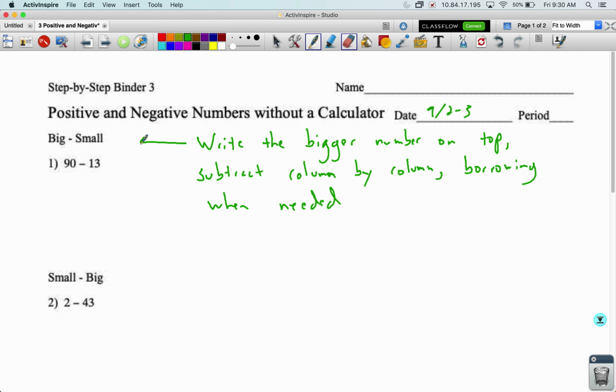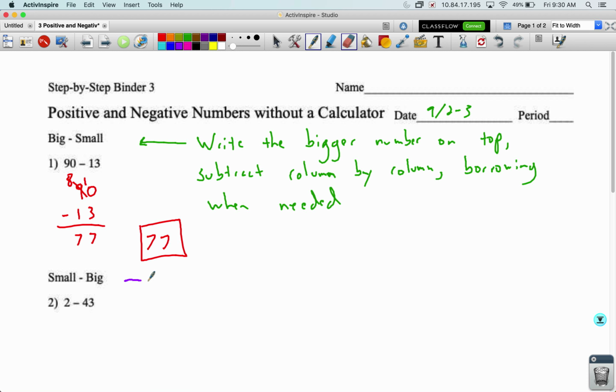All right, so for big minus small, so 90 minus 13. The 90 is bigger than the 13. How do we do this? We're going to set it up vertically. 90 minus the 13. We can't take 3 away from 0, so we cross out this 9, write an 8, bring over a 1. So now this is a 10. 10 minus 3 is a 7. 8 minus 1 is a 7. 90 minus 13 is 77. Put a box around that.